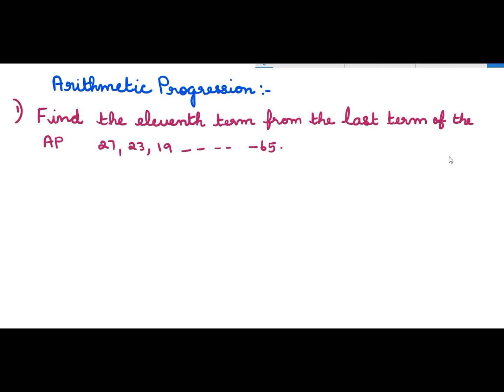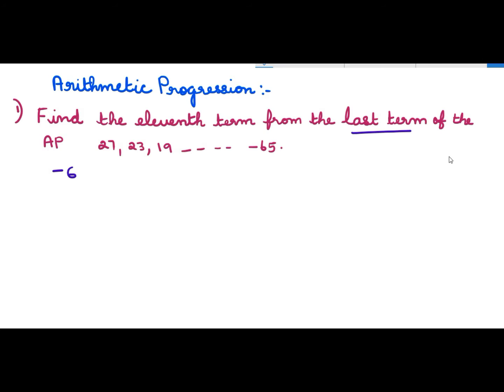In today's video, we will see some of the important 1-mark questions from the chapter Arithmetic Progression. First question is, find the 11th term from the last term of the AP. AP means Arithmetic Progression, and the progression they have given is 27, 23, 19, etc., minus 65. So here the first term is 27, second term is 23, third term is 19, and the last term is minus 65. Now the question is, we have to find the 11th term from the last term.